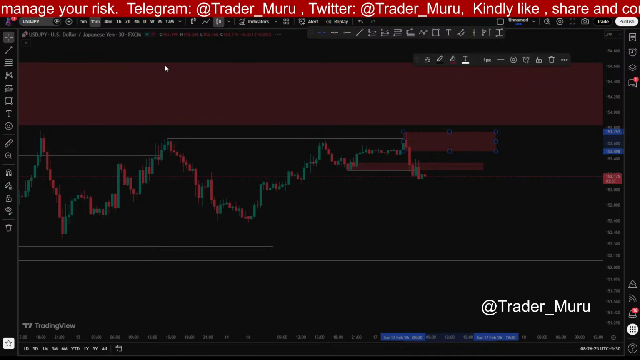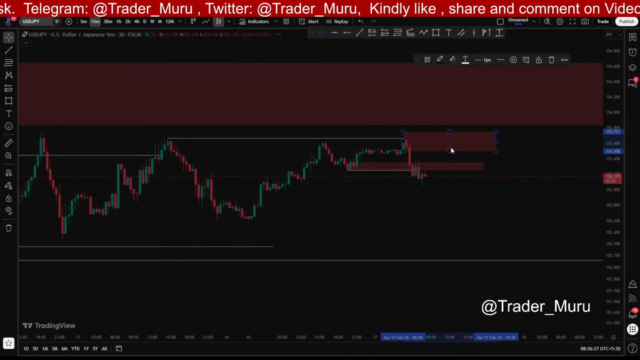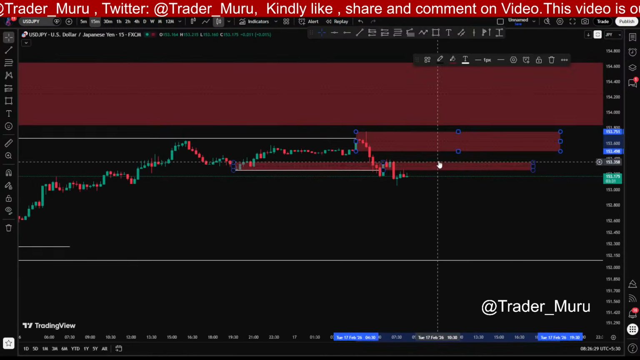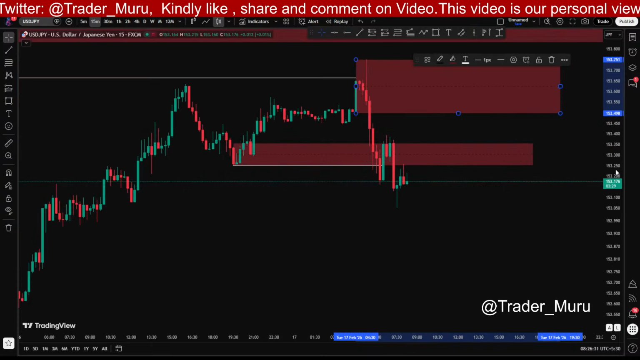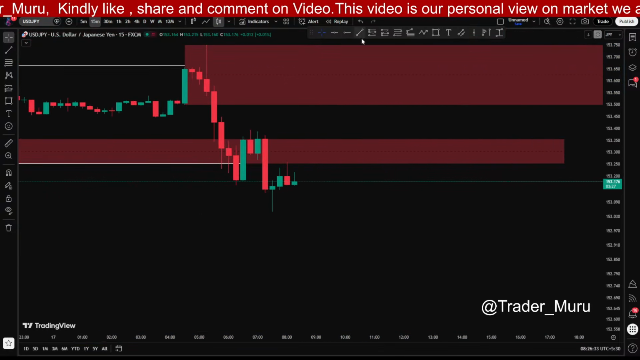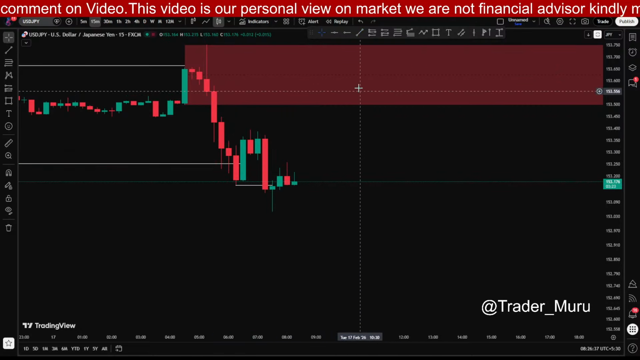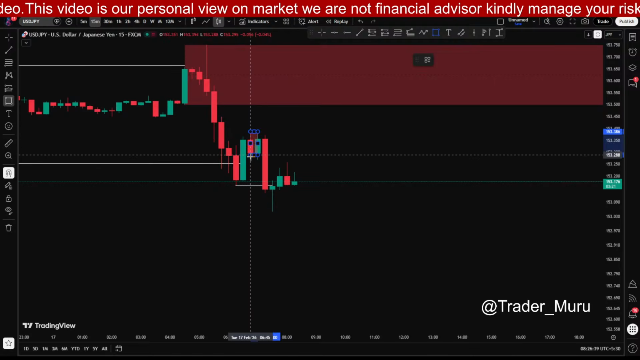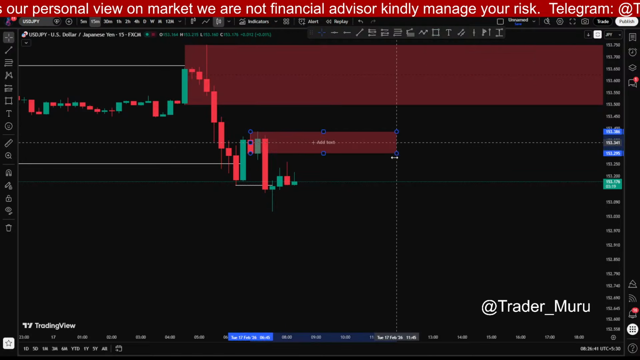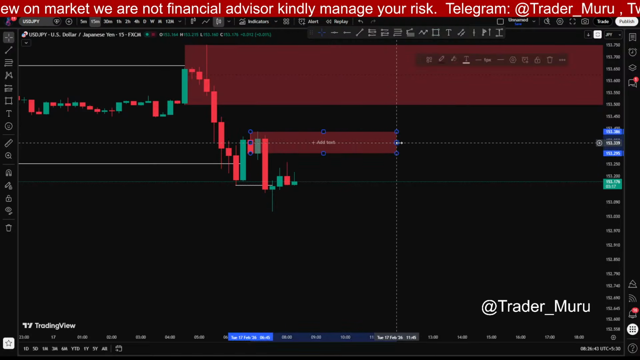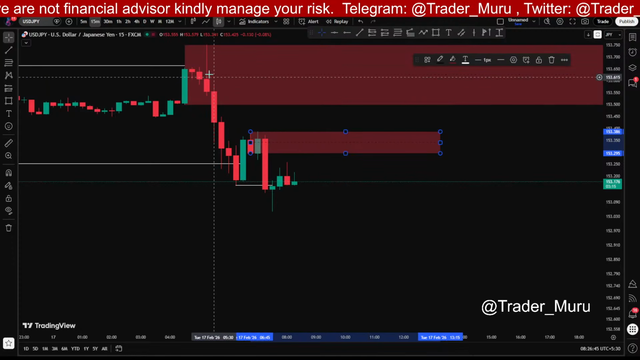1 minute change of character at this level. So current structure is, this is your breakout structure. So if you want to short in a smaller time frame, this zone will help you. After that, this one.